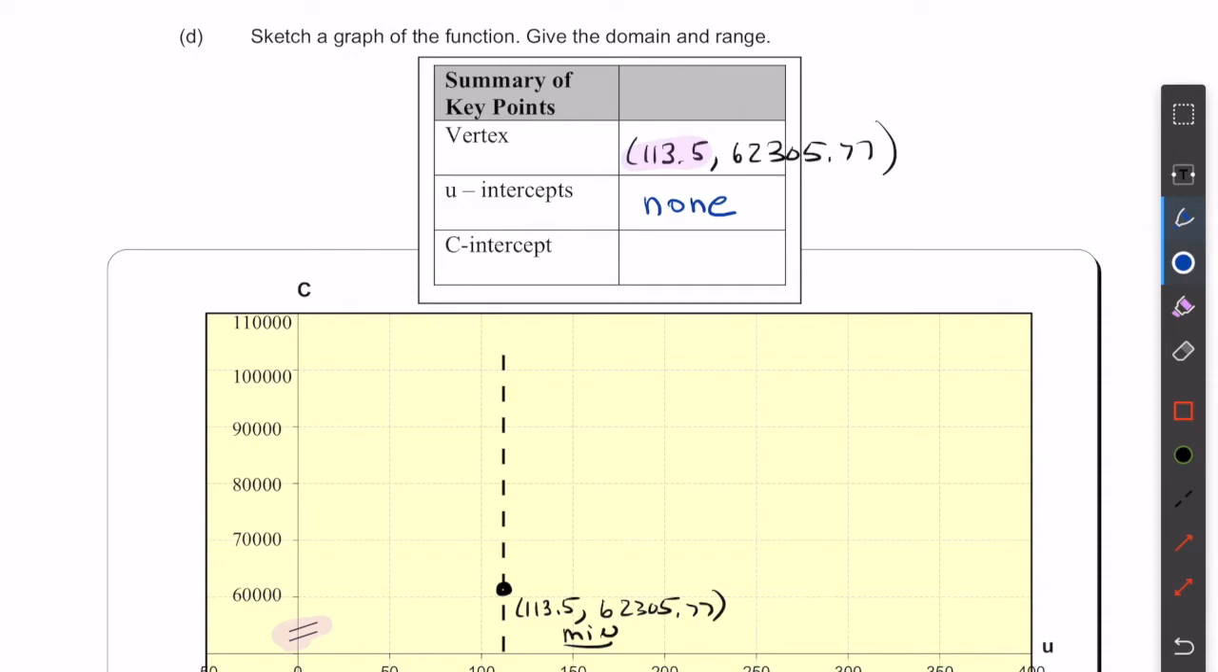And unfortunately, that does away with 2 of our key points to plot. And, looking at the graph, if this is a minimum and the graph increases from there, of course it's not going to have a u-intercept. It's not going to get anywhere close to the u-axis. So that's just going to put a more important significance on the c-intercept.